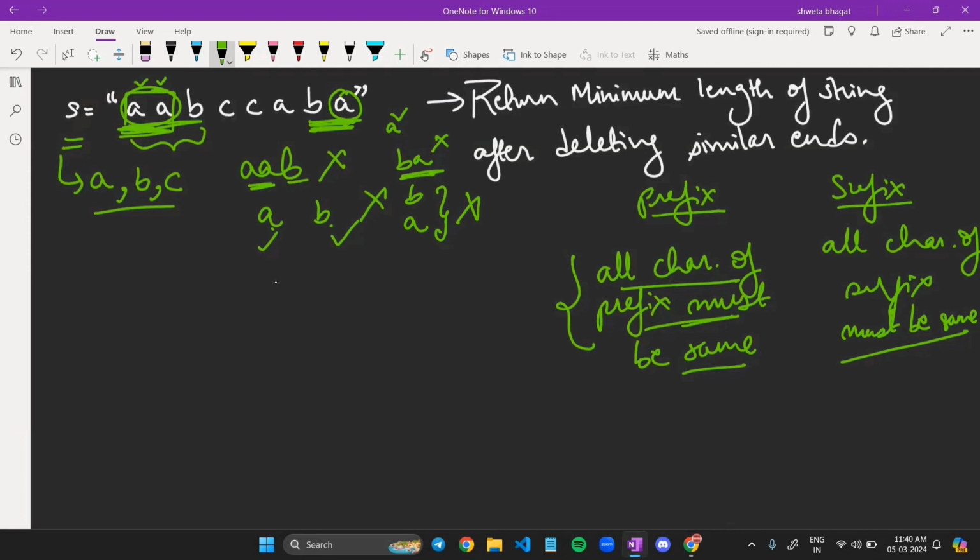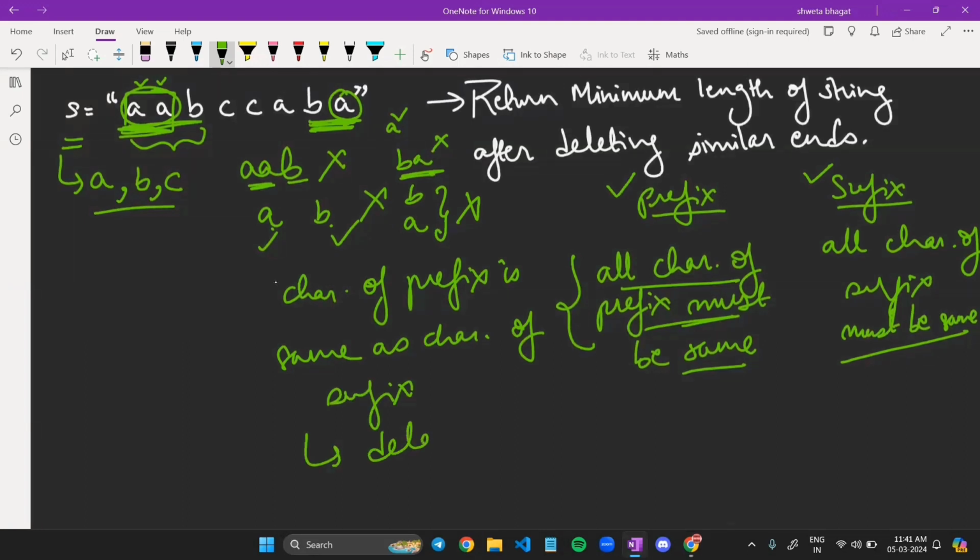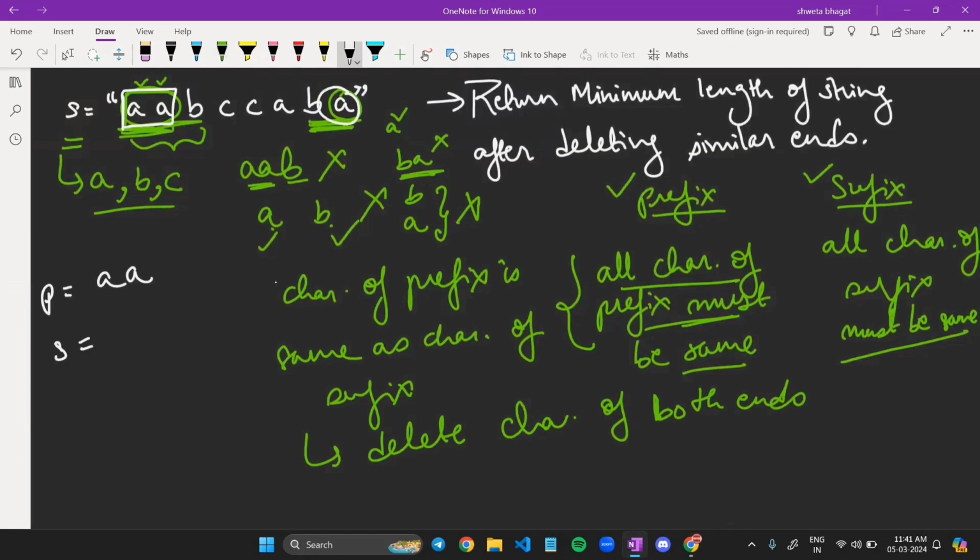Correct? Now, what they have mentioned in our question is that once we have selected a prefix and a suffix, then if the character of prefix is same as the character of suffix, we can delete the characters of both ends, right? Now, what does this mean? This means that you can see over here in S, if we select AA as prefix, so let's say this is our prefix. And if I select this A as a suffix, so let's say our suffix is A.